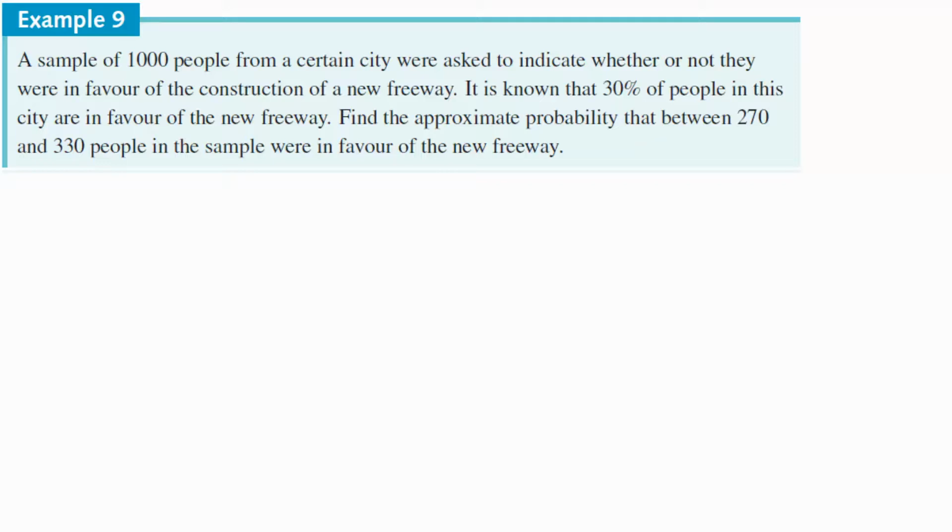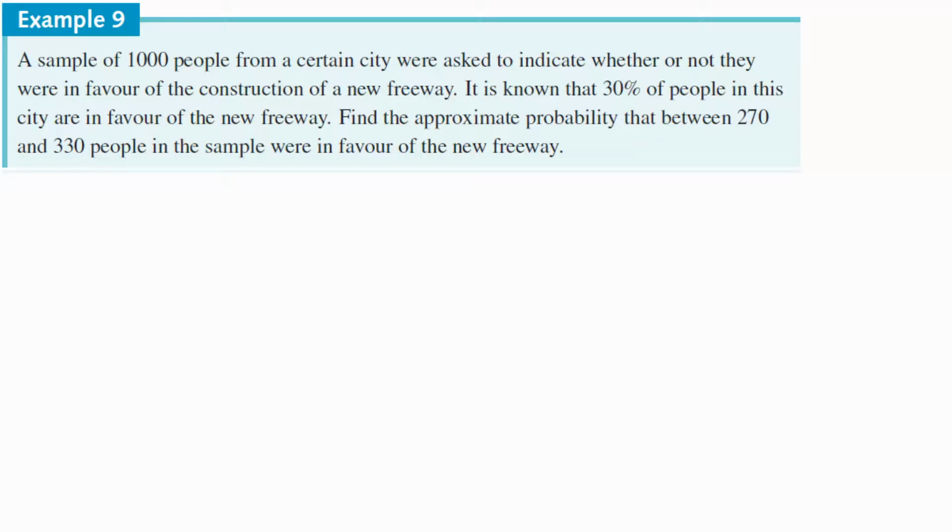Find the approximate, that's a key word. This is when you know you can use the approximate of normal to predict what binomial would be, provided they don't give you enough information. Okay, so here we go. Find the approximate probability that between 270 and 330 people in the sample were in favor of the new freeway. What is that asking there?